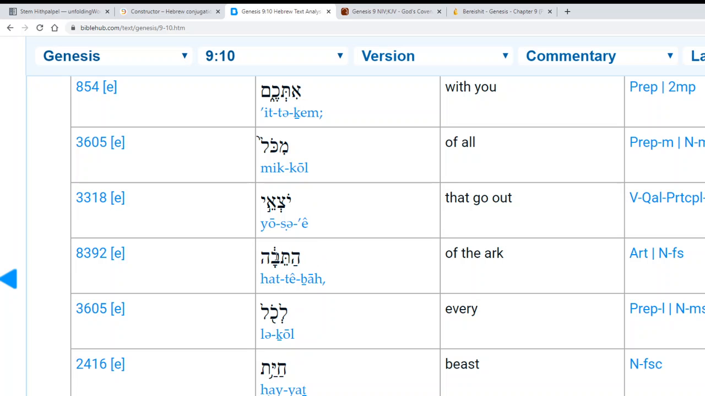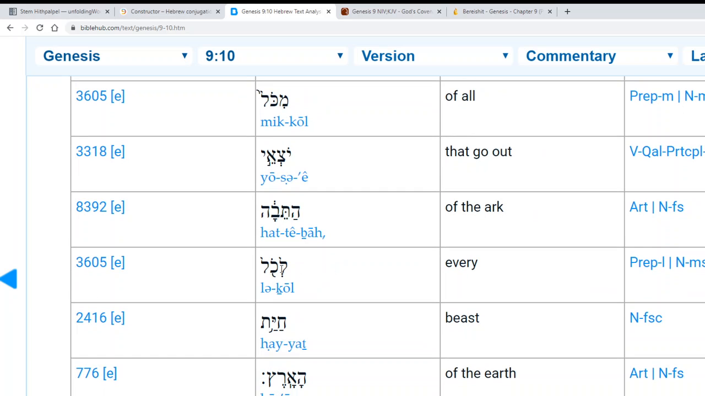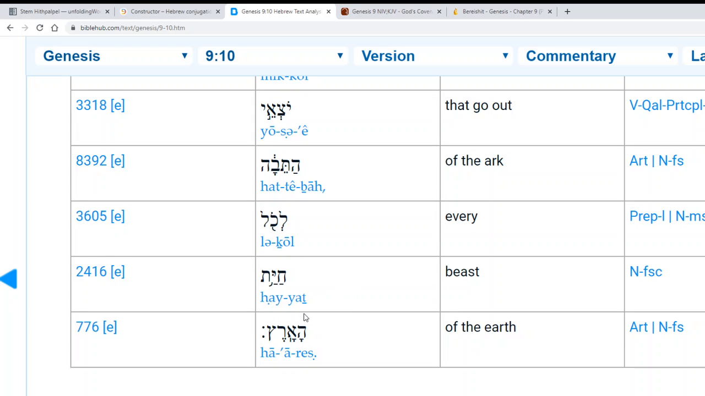Okay, yotze, everything that goes out. Ha-teva, with the article, teva, ark, we've had many times before. Lechol, prepositional lamed, chol meaning all of. Chayat haaretz, so this is in the construct form. Chaya meaning animal. I translated chayat haaretz, of the land, with the article.